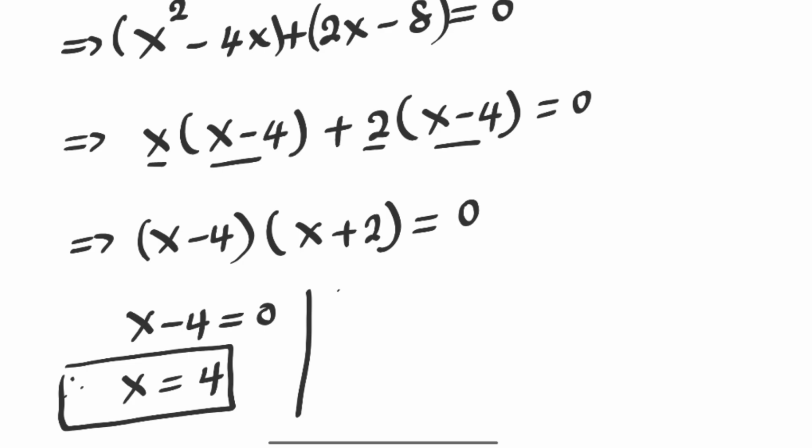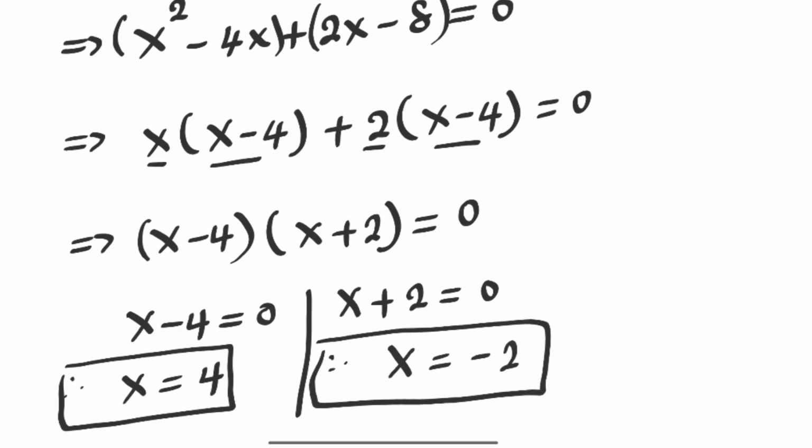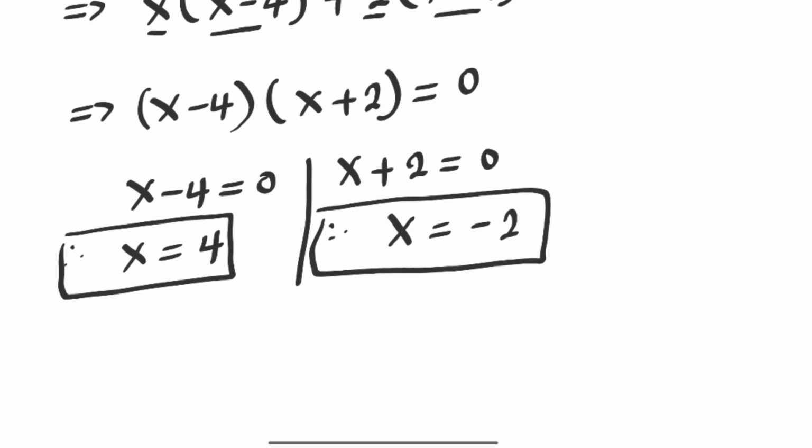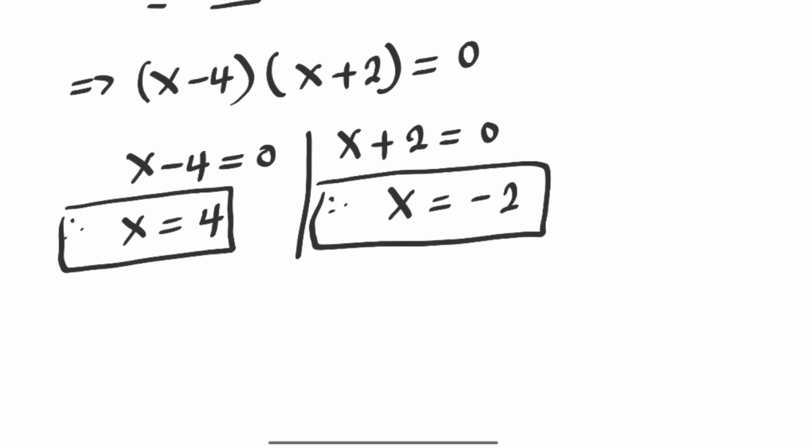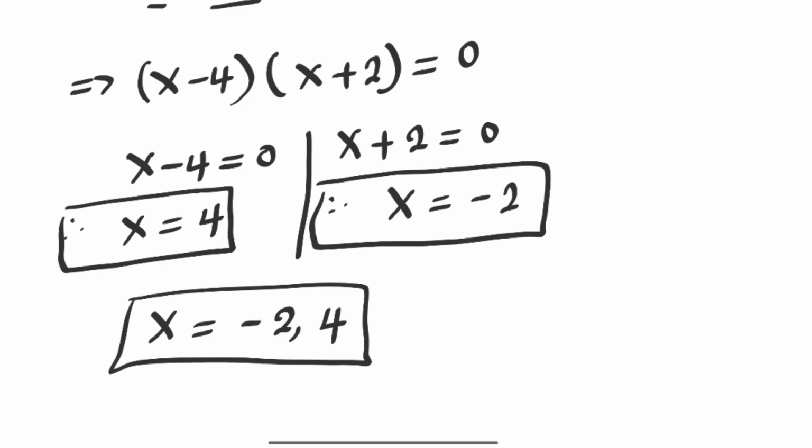And the second case is x plus 2 is equal to 0. Therefore, x is equal to minus 2. This is the second value of x. Therefore, our final answer are x is equal to minus 2, 4. These are the values of x. We may check to confirm if this answer is right or wrong.